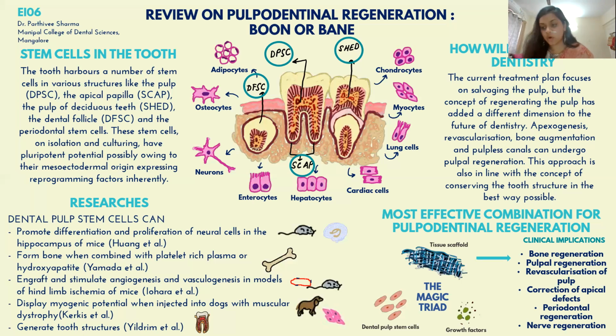Now, what is the most effective combination for pulpodentinal regeneration? There have been many researches, and the best way that pulpodentinal regeneration can occur is through a magic triad: a tissue scaffold, growth factors, and dental pulp stem cells, which are isolated. The combination of the three yields the best result, and this is what the researchers say till now. The clinical implication is they can help in bone regeneration, pulpal regeneration, revascularization of pulp, they can help correct apical defects, they help in periodontal regeneration, and they also help in the regeneration of the nerves of the pulp.